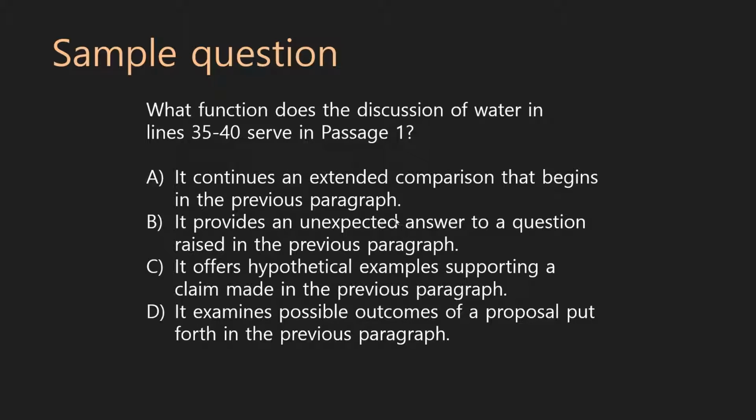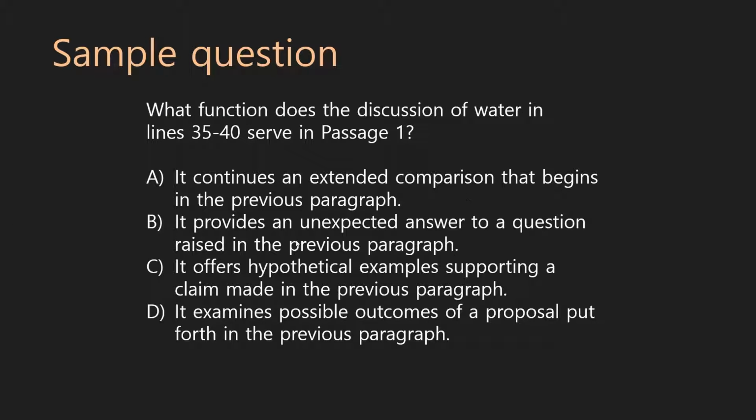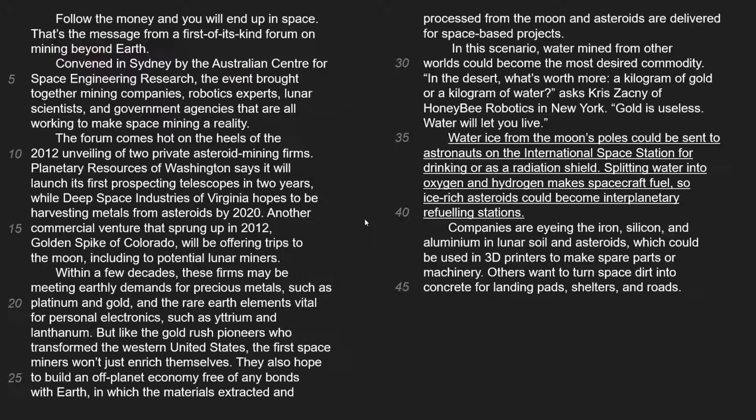B says it provides an unexpected answer to a question raised in the previous paragraph. Let's see, where's the question here? Well, there's one question. The question was, what's worth more, a kilogram of gold or a kilogram of water? Now, does this paragraph answer the question, first of all? And secondly, is it an unexpected answer? Because it did say unexpected answer.